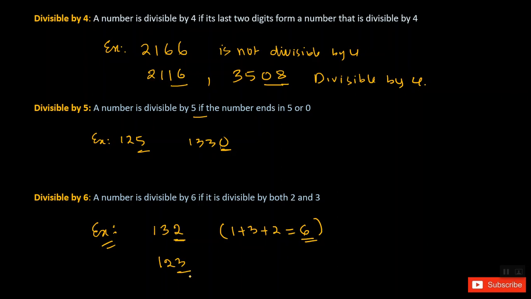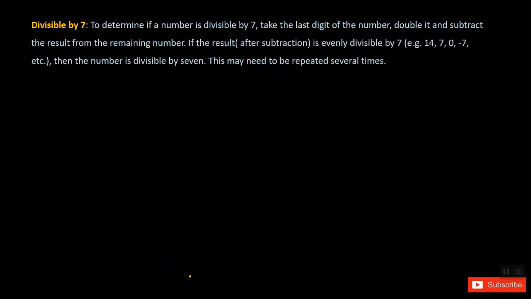If it's divisible by one number and it can't be divisible by the other, then we can say that this number is not divisible by 6. To become divisible by 6, it has to be divisible by both. Okay, let's move to the next.